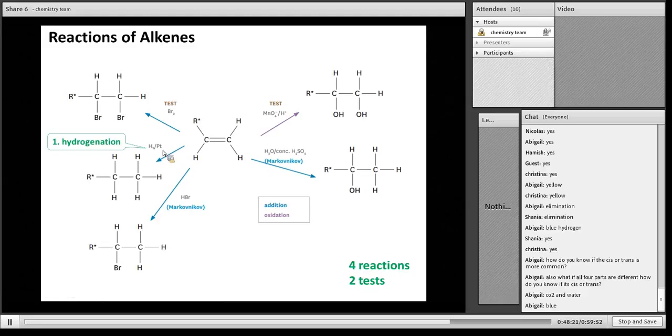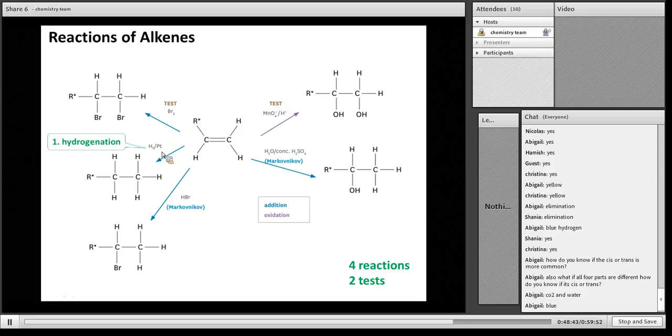Because remember what I said about the reactive site. Alkenes aren't that reactive. They're electron rich, but they're not going to attract hydrogen gas very easily, so we need something just to help the reaction along, and so that's why we have the catalyst of platinum.